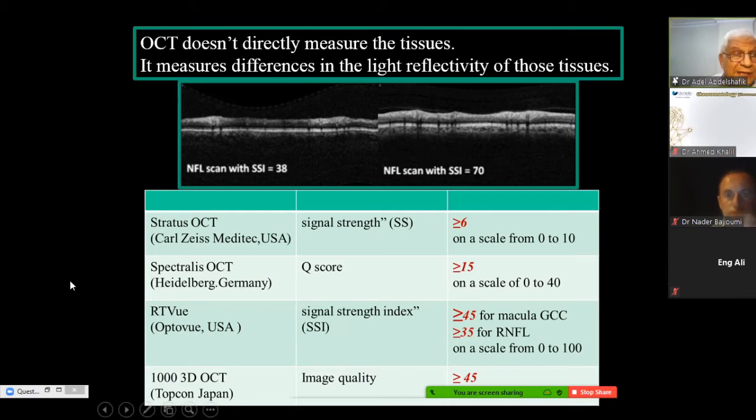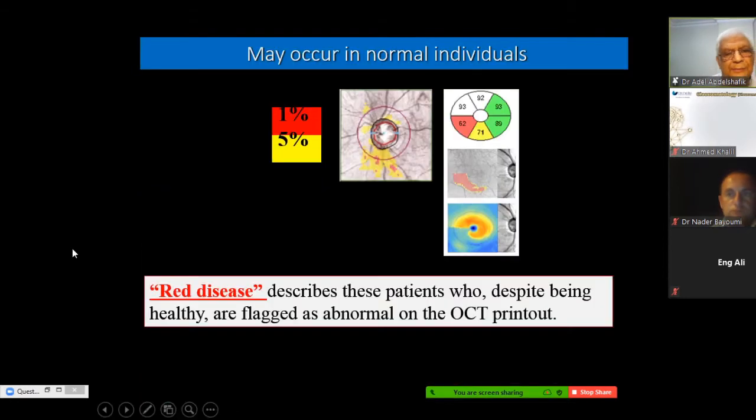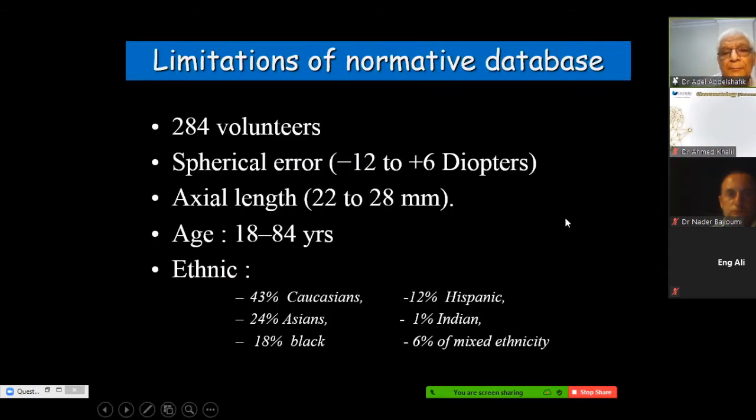Sometimes the new printouts already highlight in green or red or something. Again, in your mind, not every red and yellow is a disease, simply because of the limitation of the normative data. Maybe your patient is outside of all these ranges of the normative data.